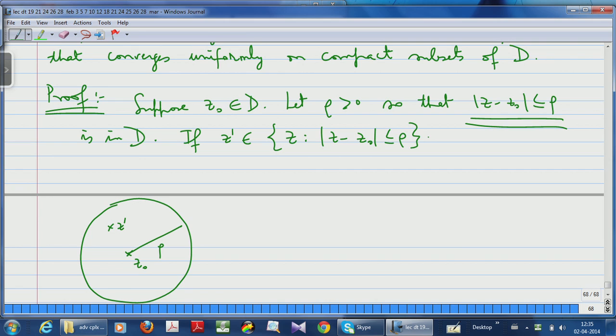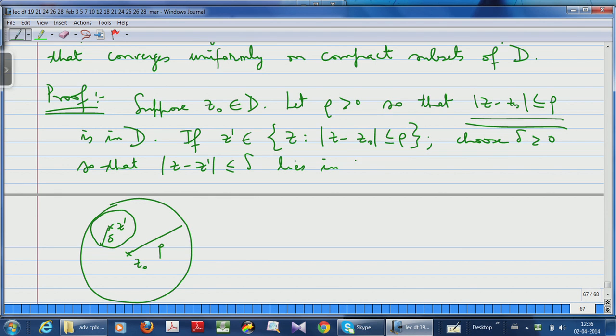Now you can choose a delta such that the closed disk centered at z' with radius delta lies inside this closed disk. Choose delta greater than 0 so that |z - z'| ≤ delta lies in |z - z0| ≤ rho. You can do this.